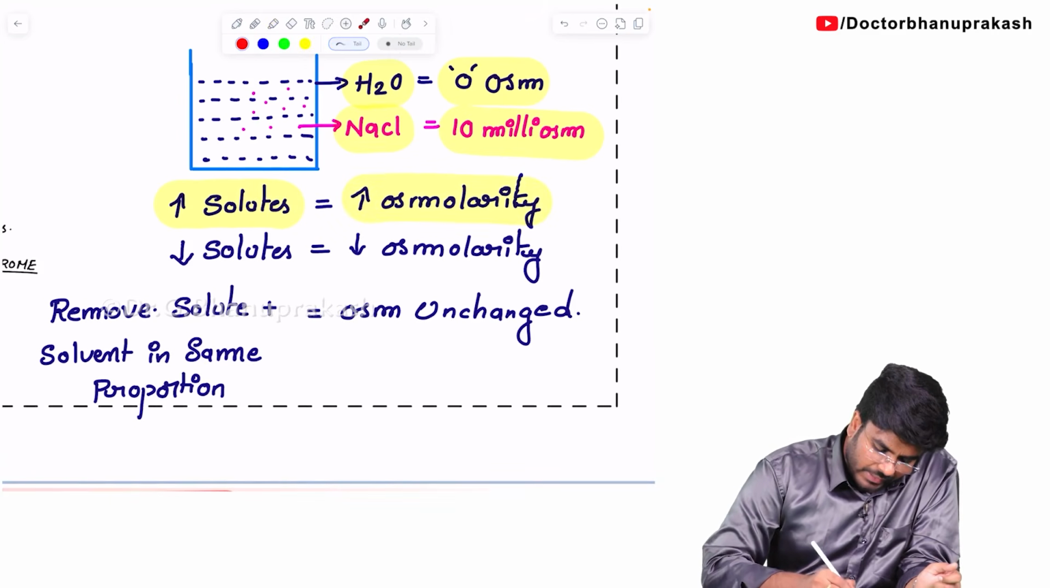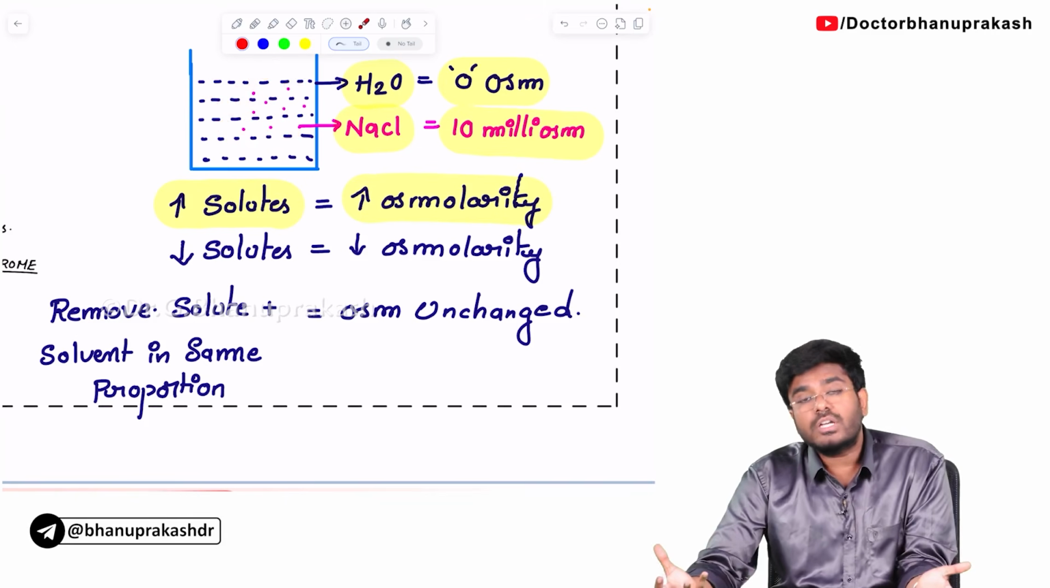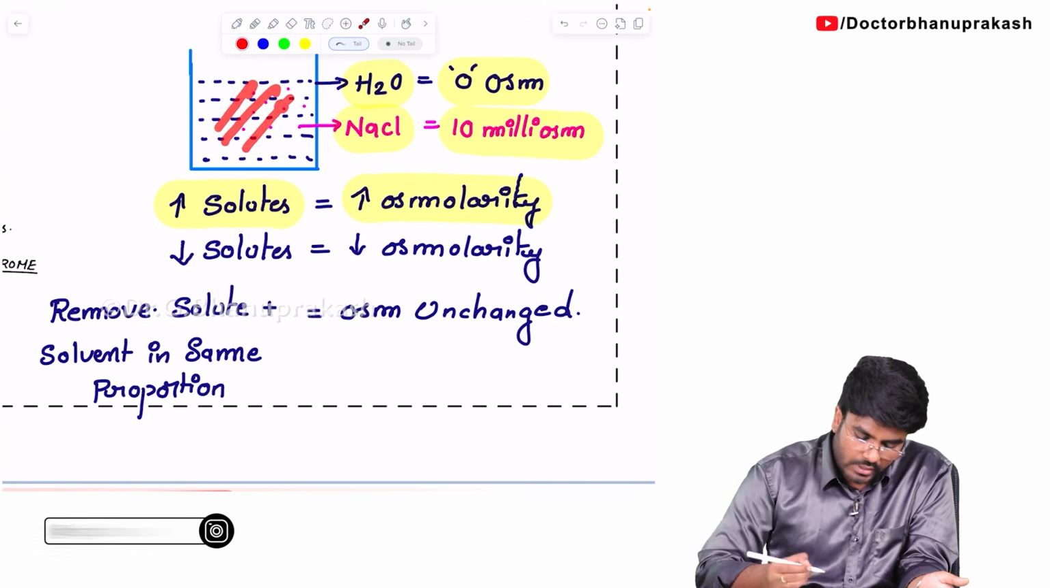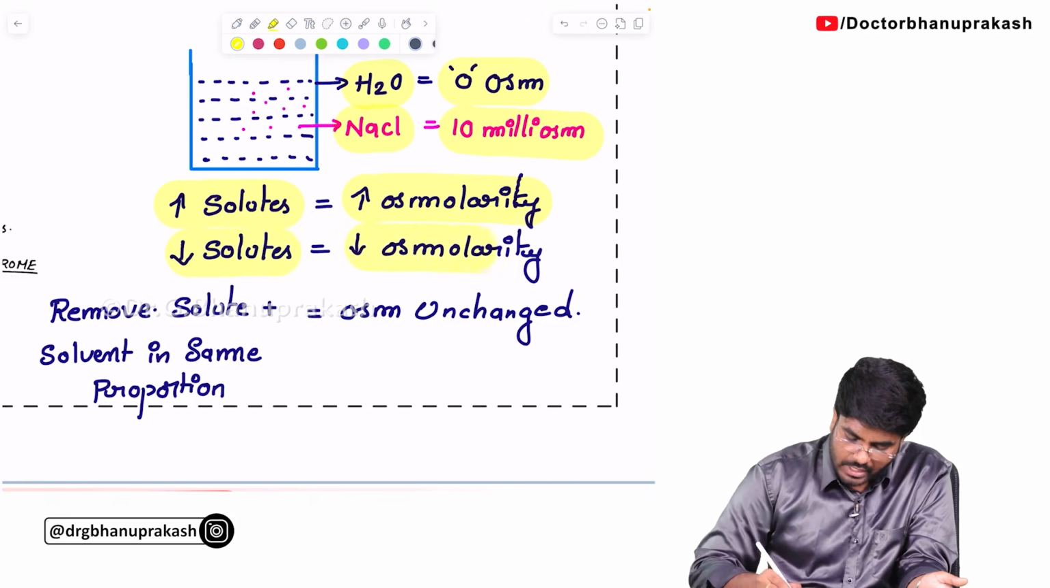For example, now I am adding even more sodium chloride here. What do you think will happen to the osmolarity value? From 10 it will become 100, from 100 it may become 1000 also. So more the number of ions, more osmolarity. Less the number of ions, less will be the osmolarity.